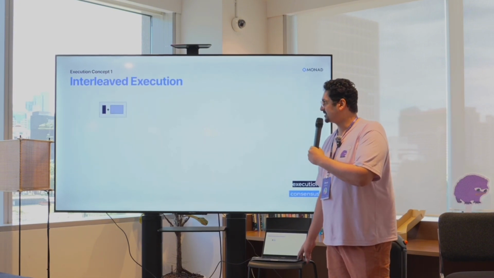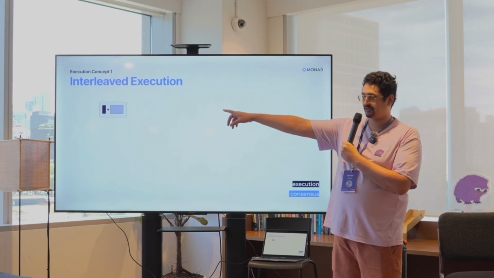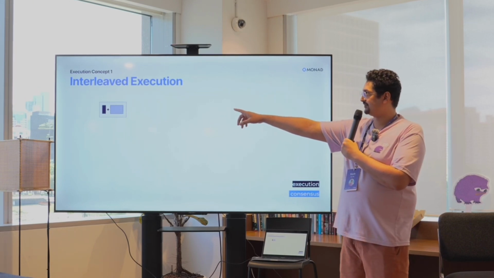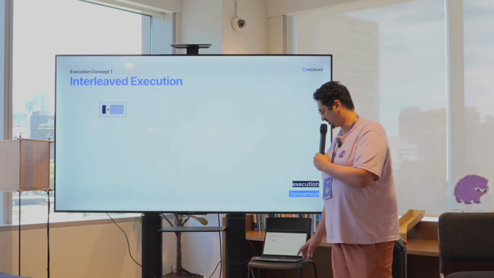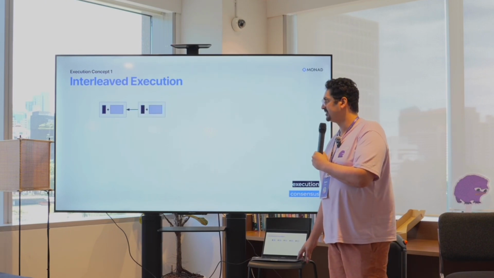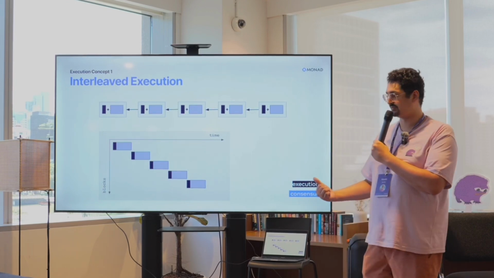So in typical blockchains, we get something called interleaved execution. We see execution up there in the dark blue, consensus in the light blue, and the blocks surrounding it is the block time. So obviously as blocks are produced, it basically just goes in a chain, and we get something that looks like that over time.